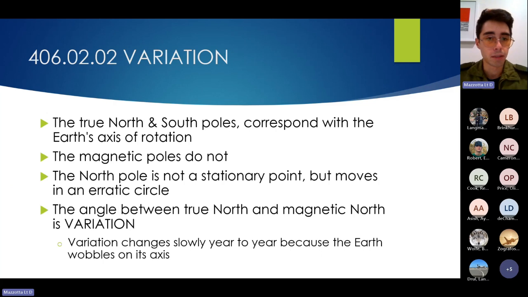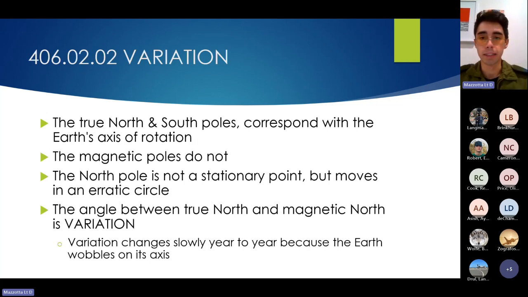So variation. The true north and south poles correspond to the Earth's axis of rotation. Like I said, they're the geographic north and south pole. The magnetic poles do not. The North Pole is not a stationary point, but moves in an erratic circle. But the big takeaway from this here is, what is variation? Variation is the angle between the true north and the magnetic north.